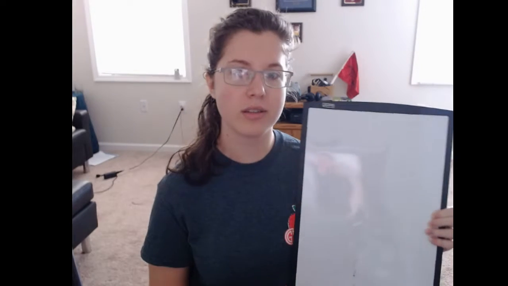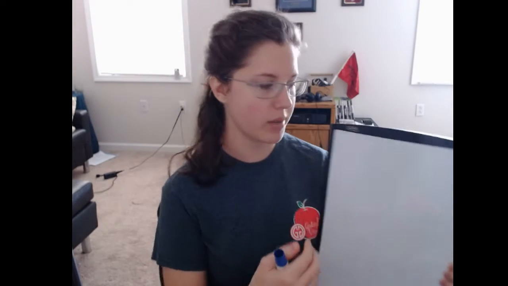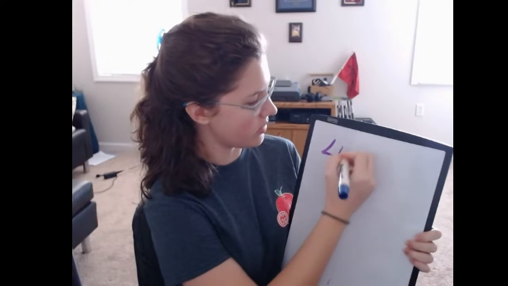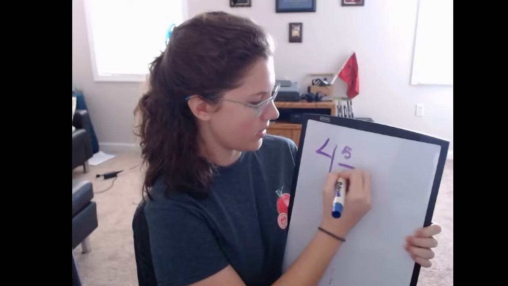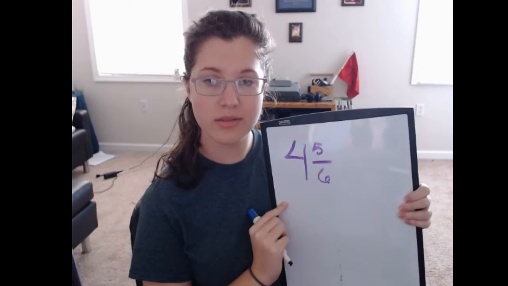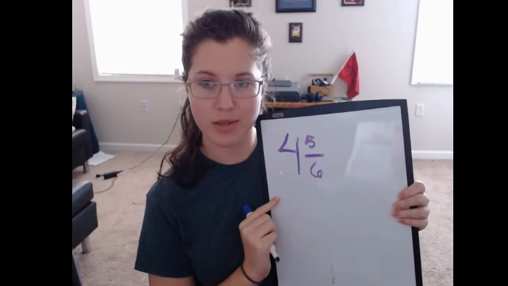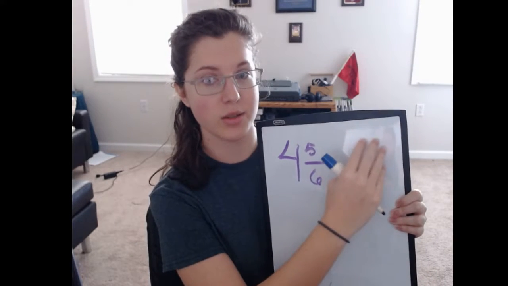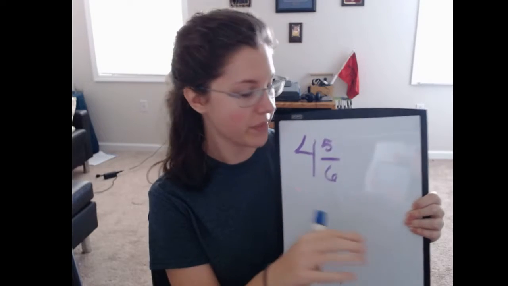So if you want to convert a mixed number into an improper fraction, a mixed number is going to look like this. Let's call it 4 and 5/6. If you want to convert this number into an improper fraction, and all an improper fraction is, is a fraction where the numerator is bigger than the denominator.